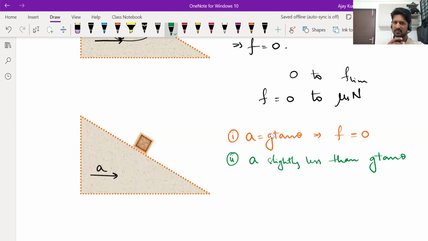Now, if the acceleration is less than g tan theta, on a smooth surface, the block will have a tendency to go down. So if acceleration is just a little bit less than g tan theta, the block only requires a little bit of support to stay there, and friction can provide a little bit of support. Okay. So if acceleration is slightly less than g tan theta, friction becomes non-zero and prevents sliding.